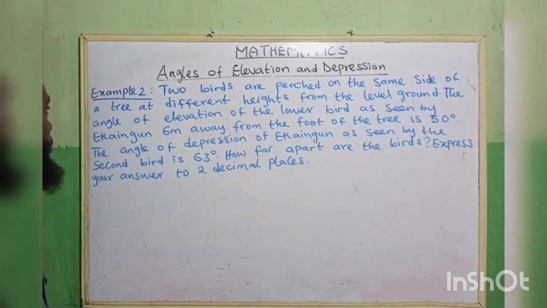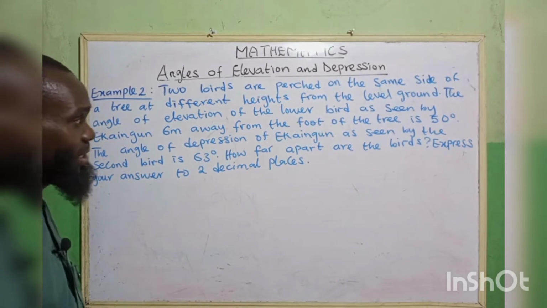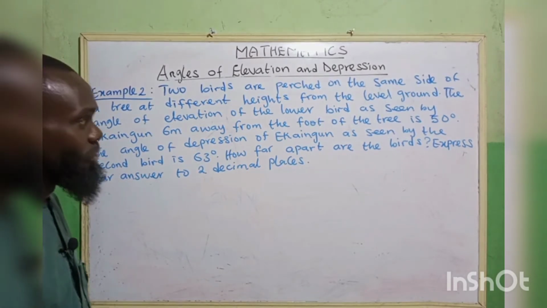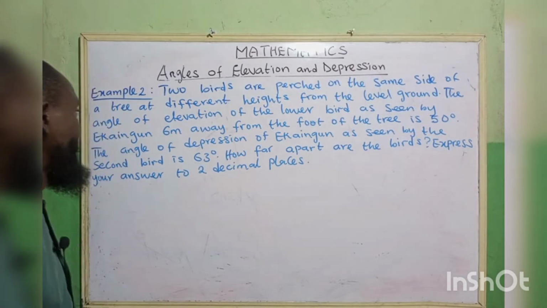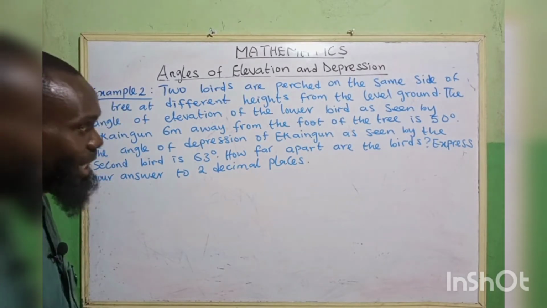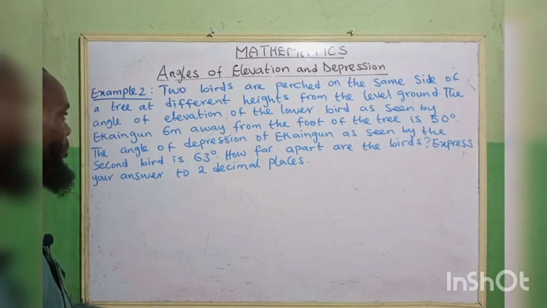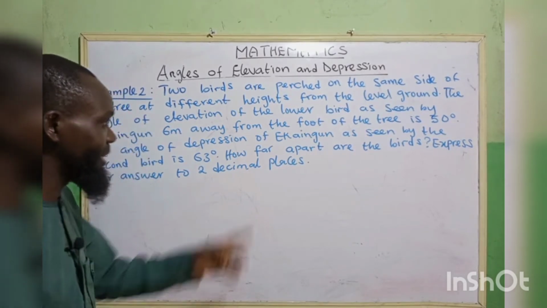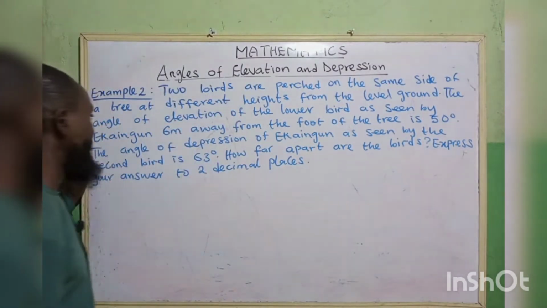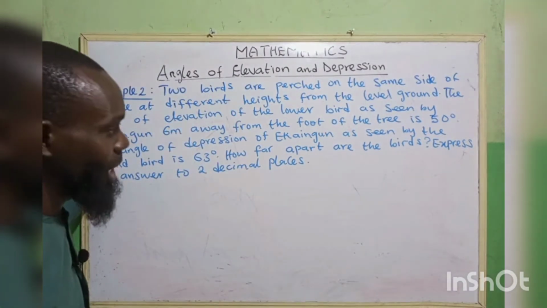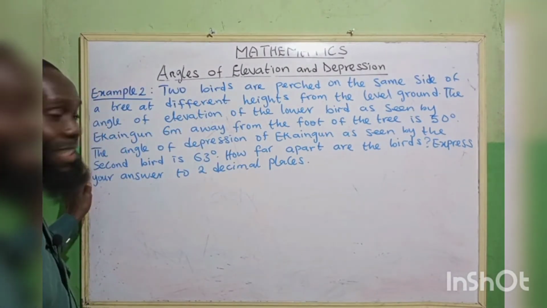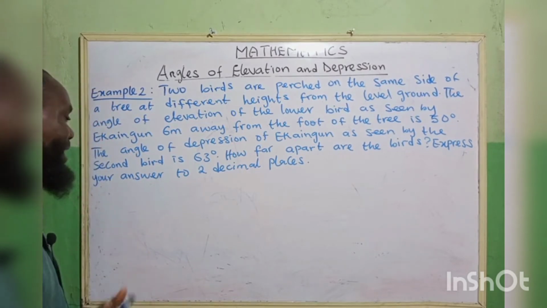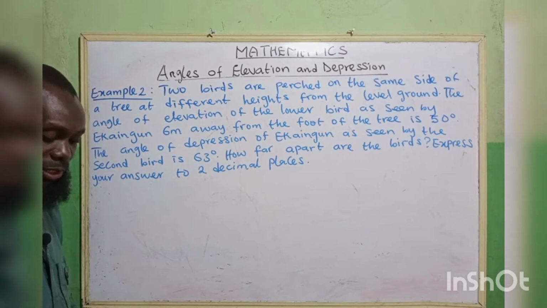Example 2. Two birds are perched on the same side of a tree at different heights from the level ground. The angle of elevation of the top bird as seen by Ekaigun, 6 meters away from the foot of the tree, is 50 degrees. The angle of depression of Ekaigun as seen by the second bird is 63 degrees. How far apart are the birds? Express your answer to 2 decimal places.